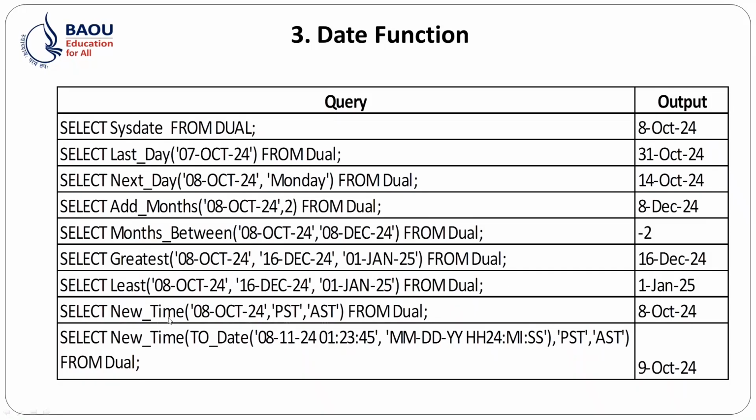Now new time. New time displays this is the USA or England time zone and this is the Australia time zone. Both are the same, so it will display the same date, October. Now the next, new time zone, displays this date and time in this format from USA to Australia. There is a difference of 24 hours between USA and Australia. So the date is 8 to 9.